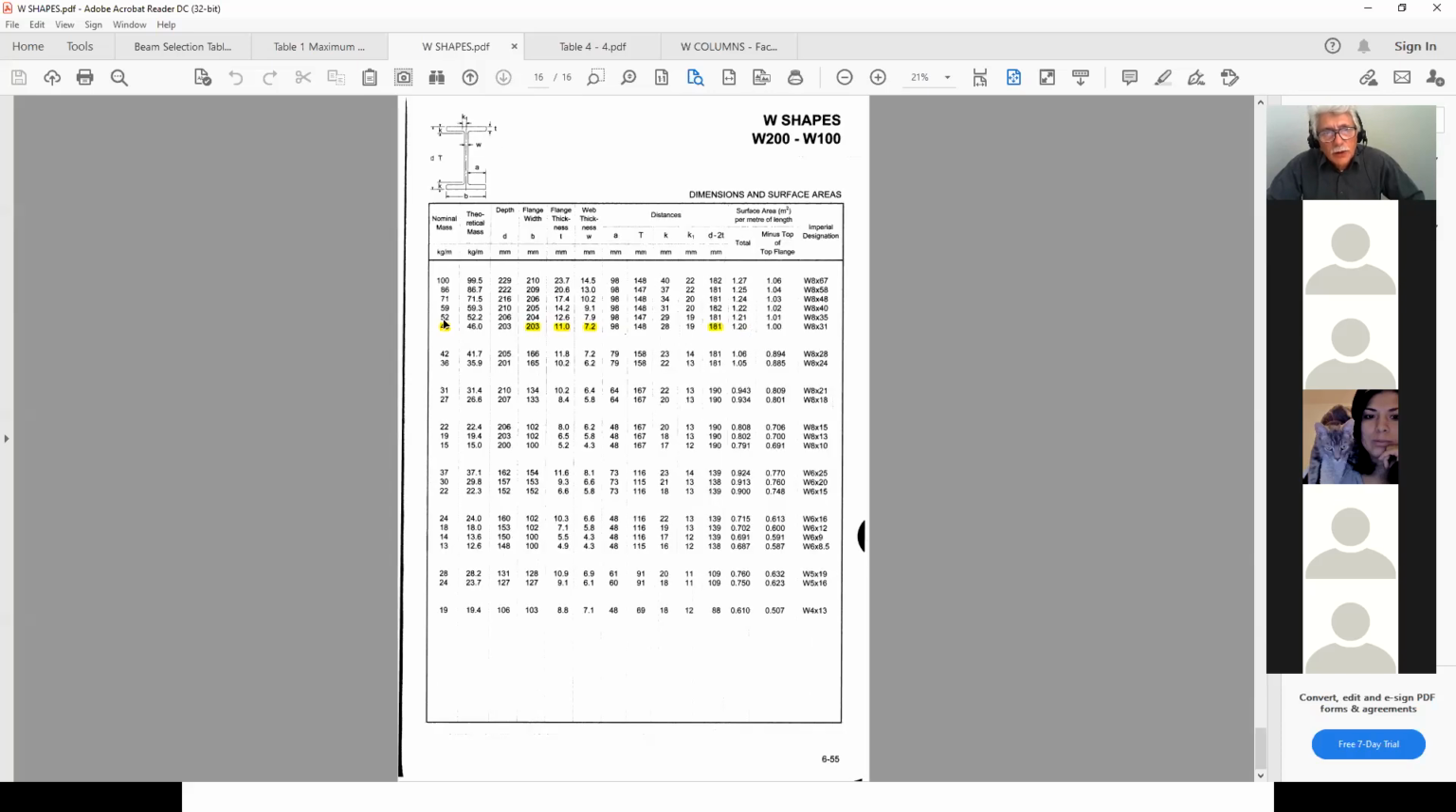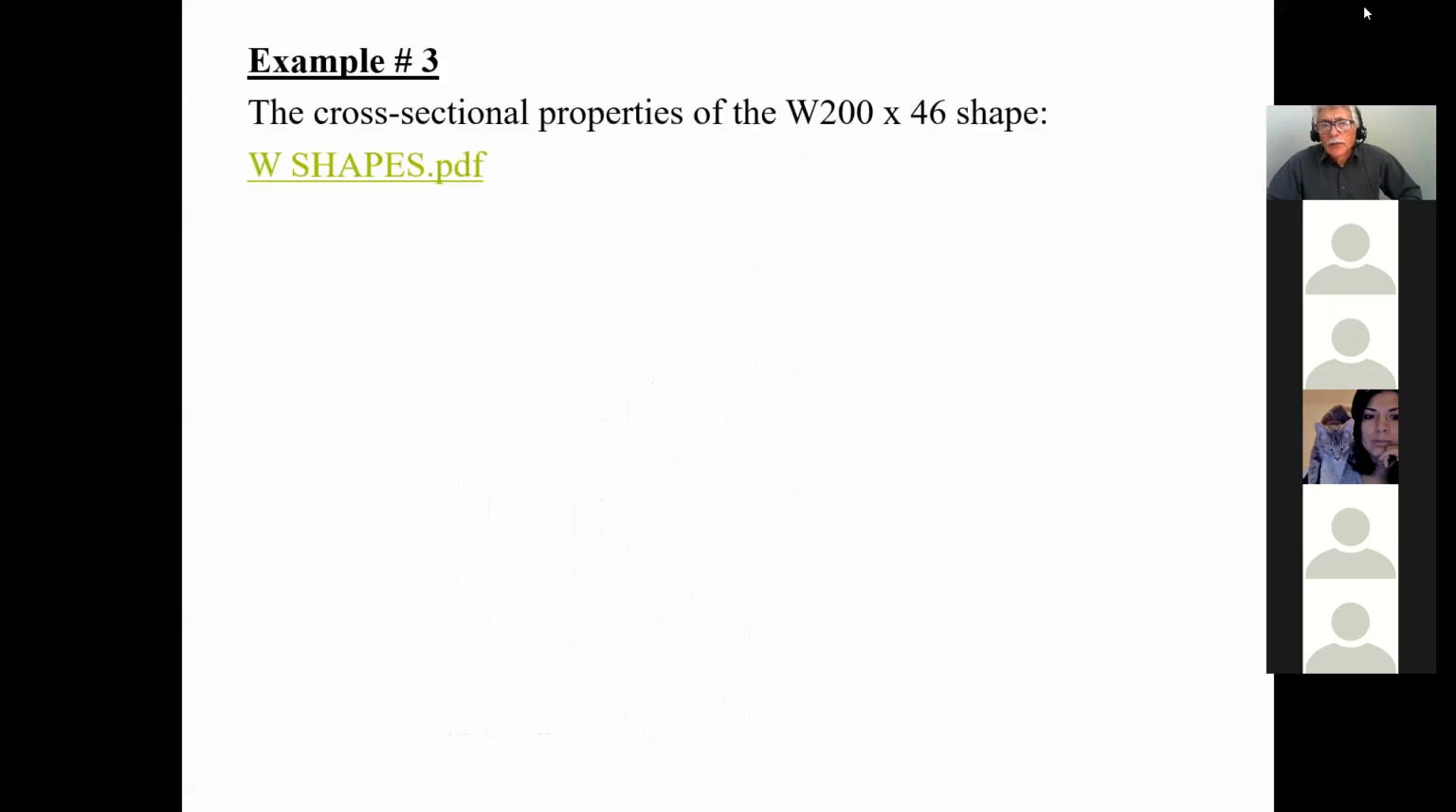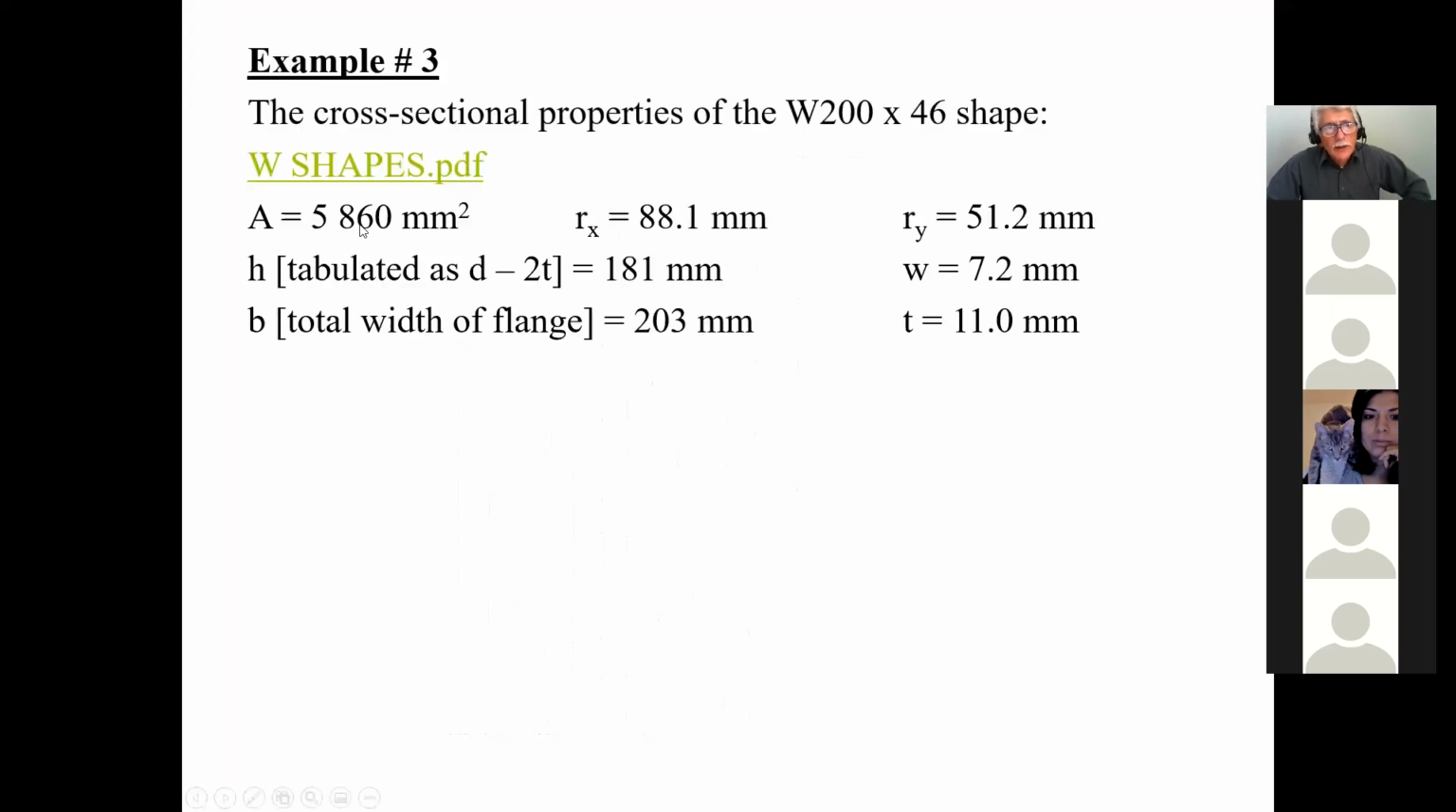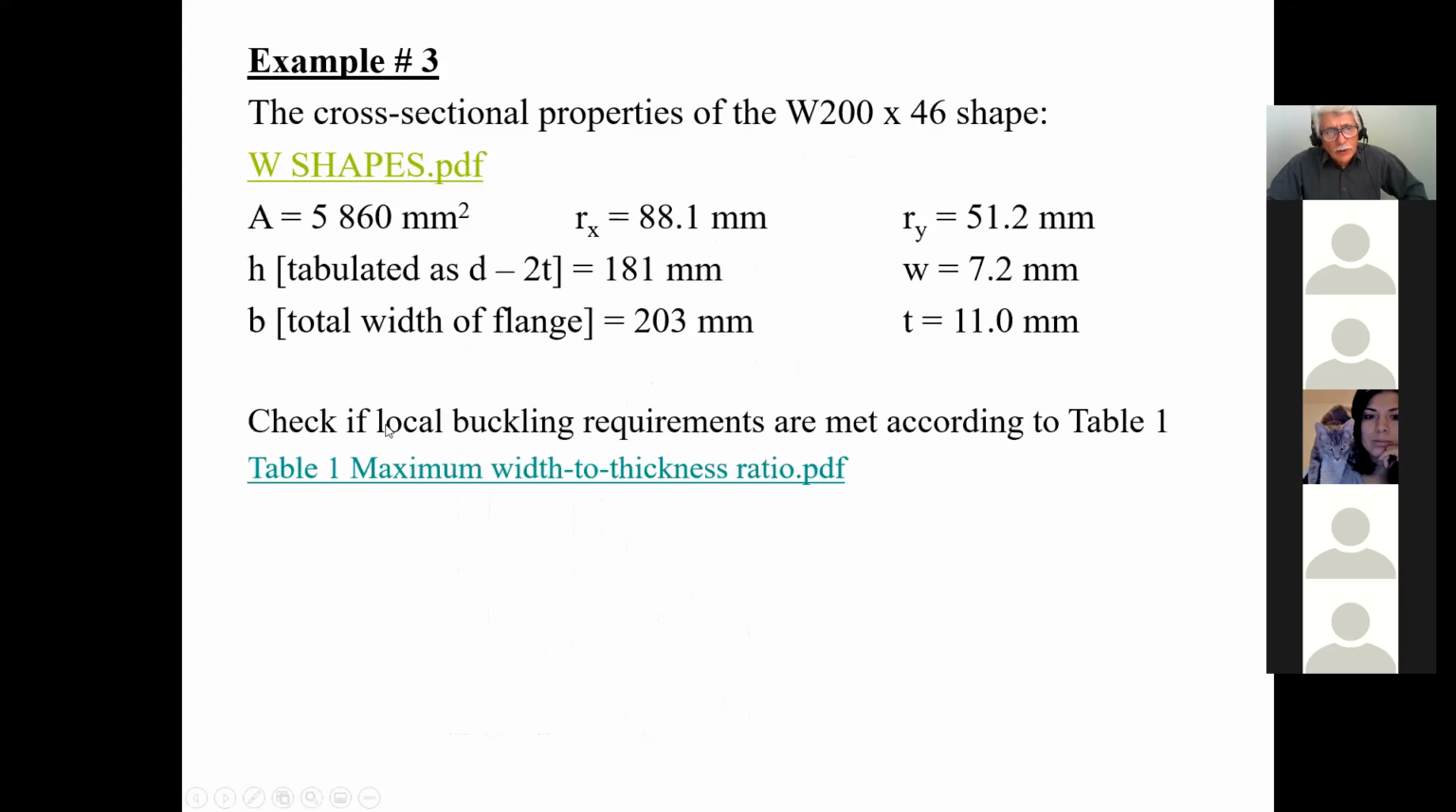And of course, on the next page, I get the B value, the T value, the W value, and the D minus 2T value. So this is where I get both the sectional properties and the cross-sectional dimensions and so on. So that's where I get it from, this table here. Therefore I get the A value, the Rx value, the Ry value. Of course, H is the D minus 2T value, and then I check, okay?